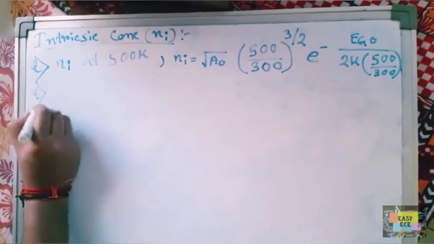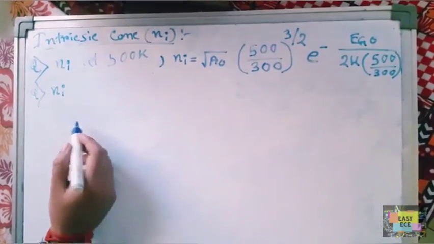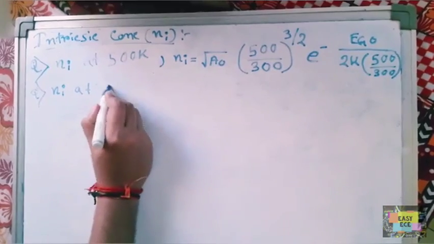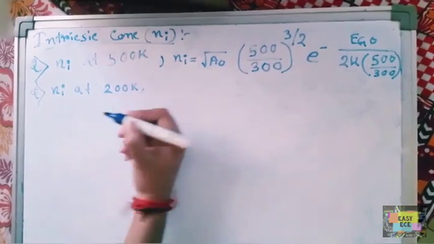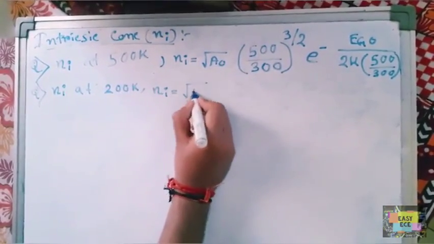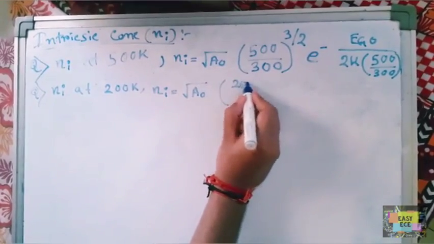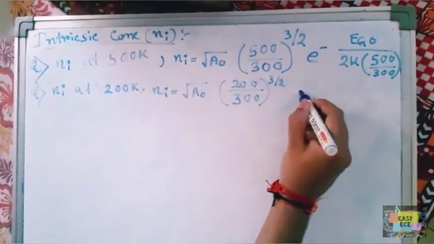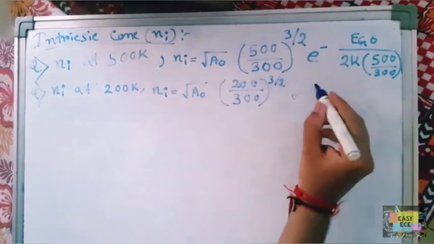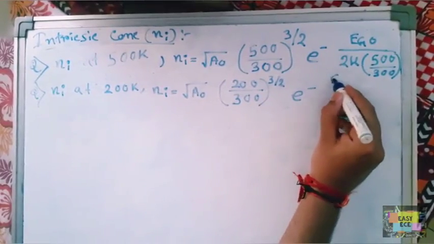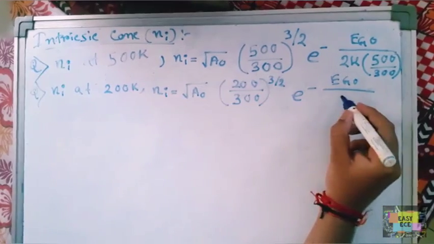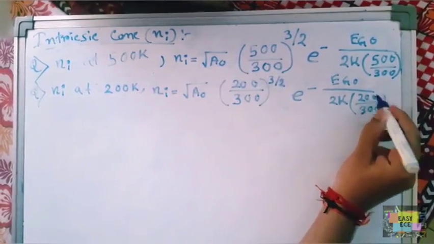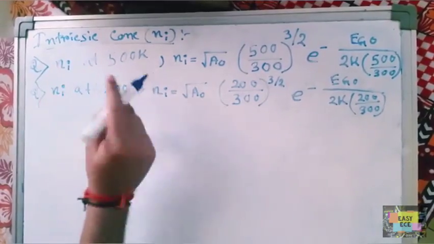Now if the question asks to calculate ni, that is intrinsic concentration, at T equals 200 Kelvin, with the temperature given as 200 Kelvin, then the value becomes ni equals again root over A naught into 200 divided by 300, all to the power 3 by 2, into e to the power minus Eg0 divided by 2k, into 200 by 300 again. By this we get the value of ni at different temperatures.